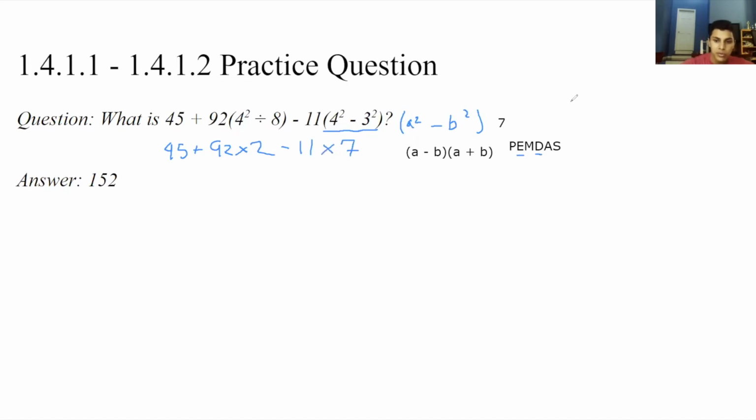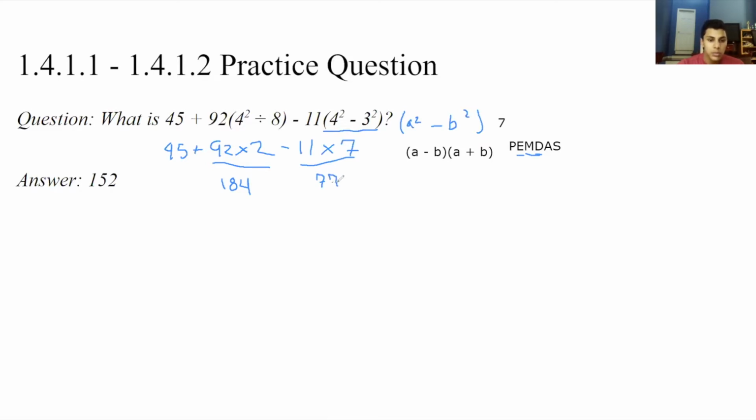So our order of operations tells us that we have to do multiplication and division before we do addition and subtraction. Now we have addition and subtraction in this equation. We don't have any division, but we do have some multiplication. So we have to do that first. So first we have 92 times 2, and then we also have 11 times 7. So 92 times 2 is 184, and 11 times 7 is 77.